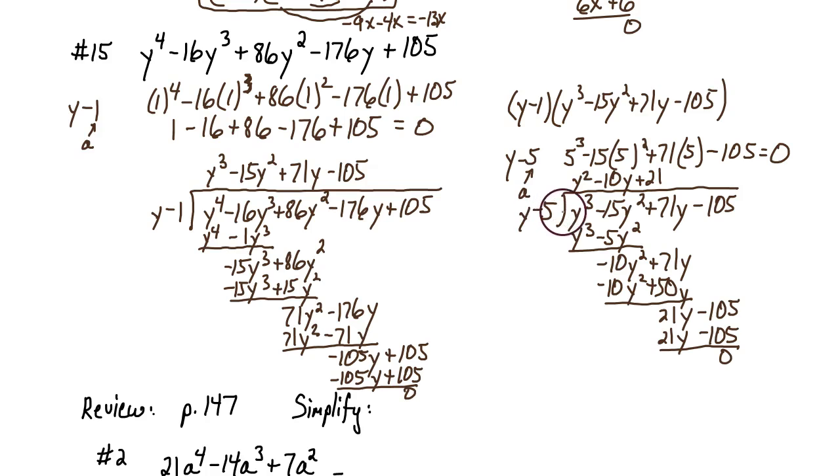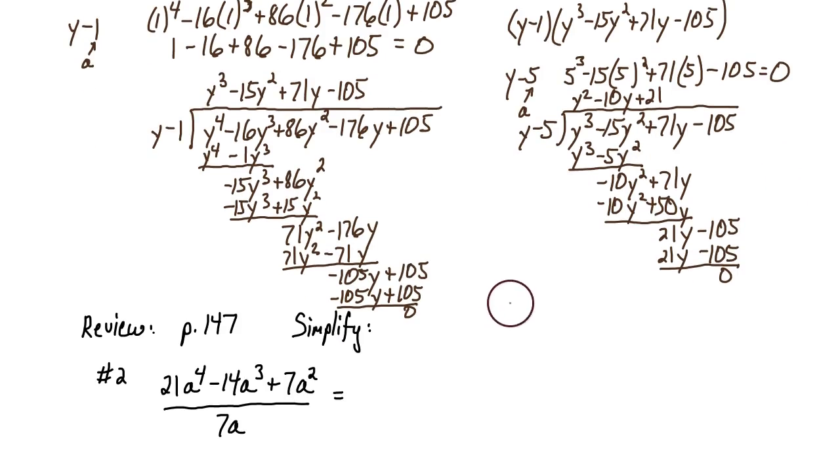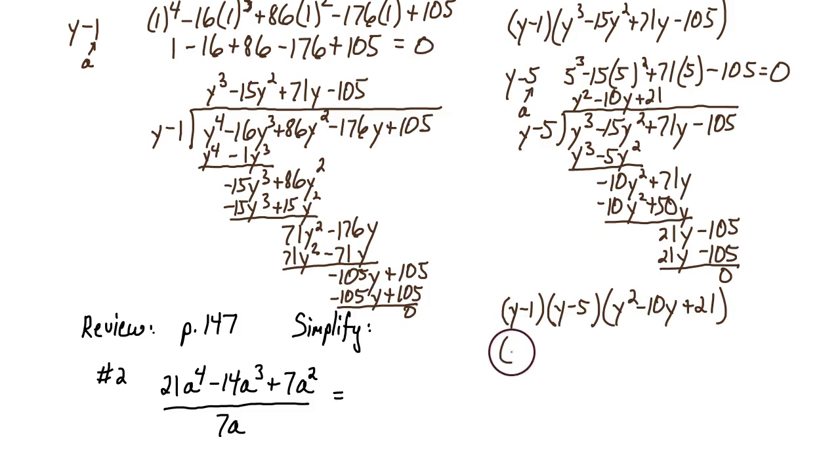I'm sort of running out of room, so let me scroll this down a little bit, and we're going to write out the factored form that we know so far. The first factor we discovered was y minus 1. The next linear factor we just discovered was y minus 5. And the remaining factor is y squared minus 10y plus 21. Does that trinomial factor more? Let's try FOIL on it.